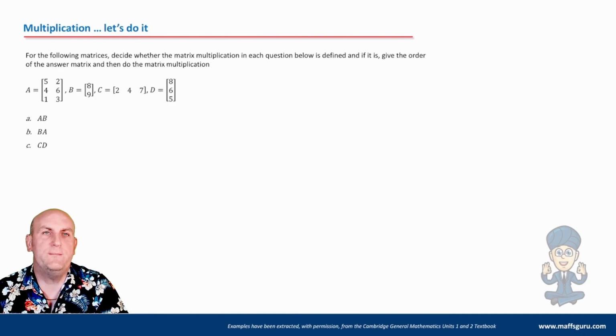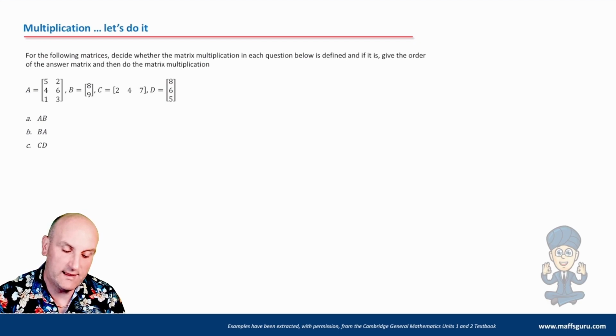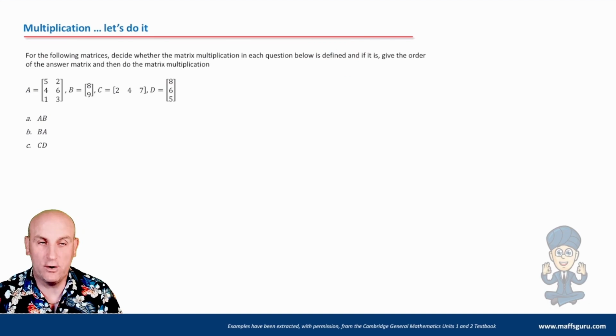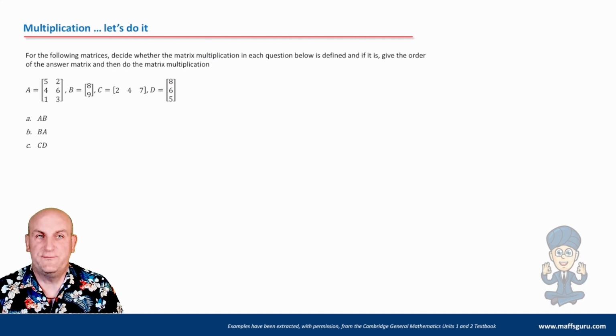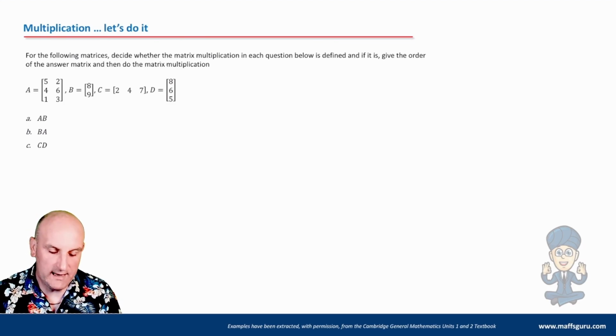Let's do it. For the following matrices, decide whether the matrix multiplication is defined. And you will notice that I do that every single time I do a question. Why? Because there's no point me doing the hard work if it's not going to give me an answer. All right? If it is defined, give the order of the answer matrix and then do the matrix multiplication. Okay. So let's do one at a time.